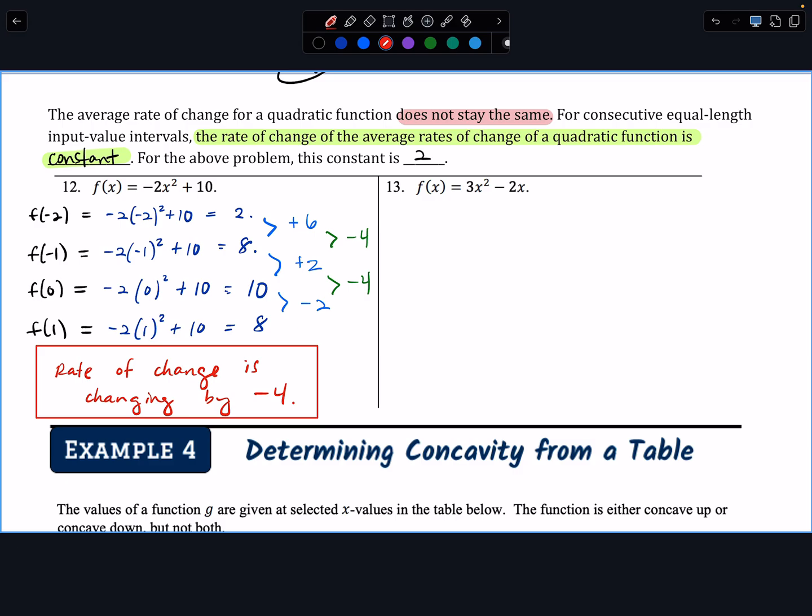For the next one, just to mix it up, I'm going to pick -1, and then 0, 1, and 2. To save us time, are you guys cool if I just tell you what the answers are? We all know hopefully how to plug in by now. If I plug in -1, I get 5. If I plug in 0, I get 0. If I plug in 1, I get 1. If I plug in 2, I get 8.